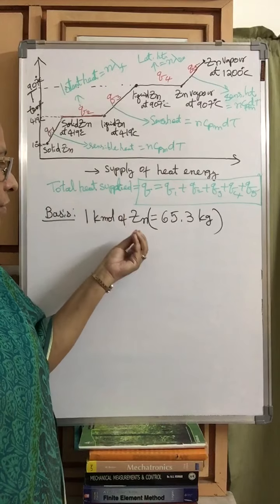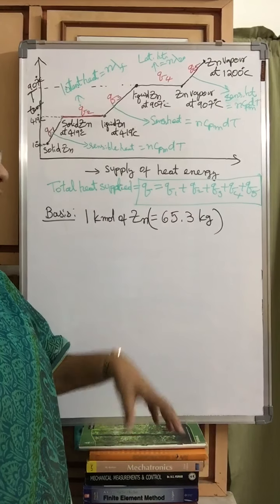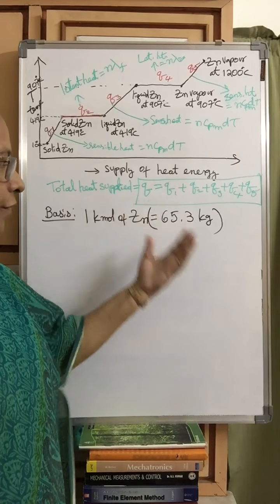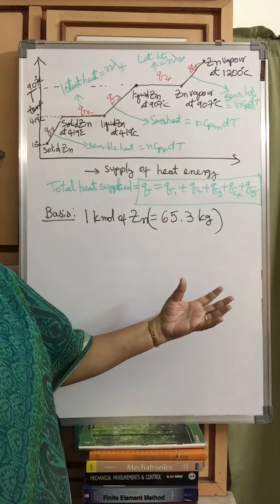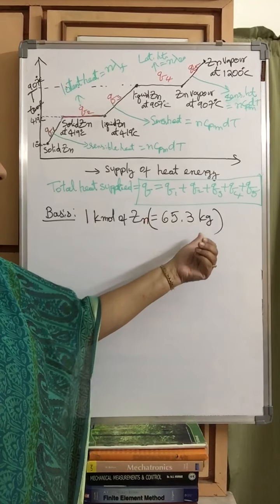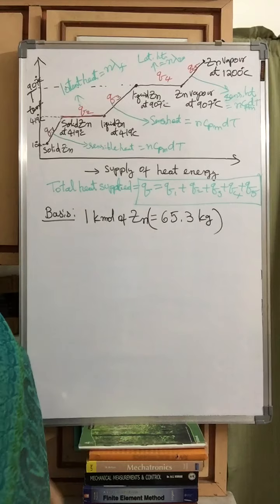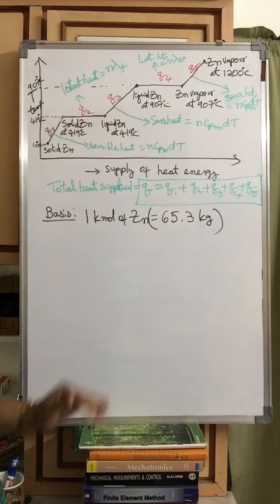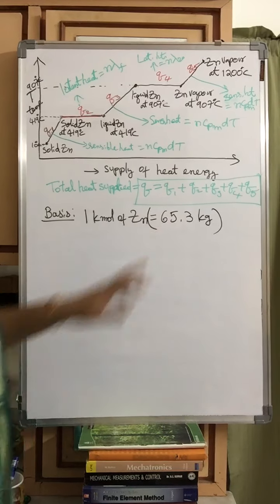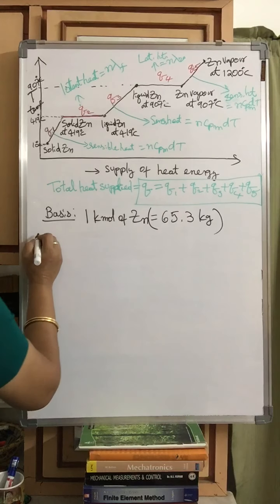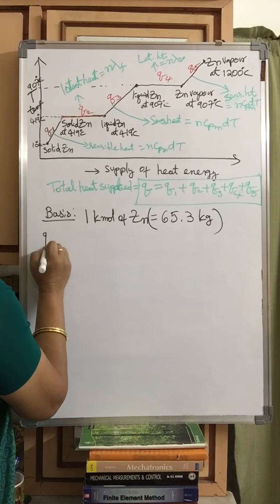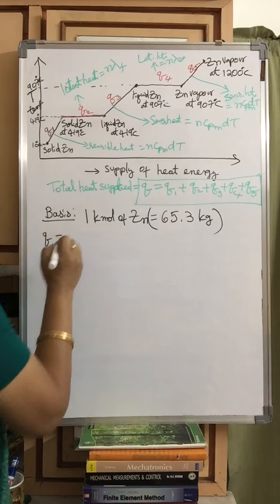If you want to pick it out in number of moles, it is 1 kilomole. If you want to pick it out in kg, that value is 65.3. While working it out, you will understand why we are writing both. So what is Q? I already wrote it in words, so now I am not writing it again.